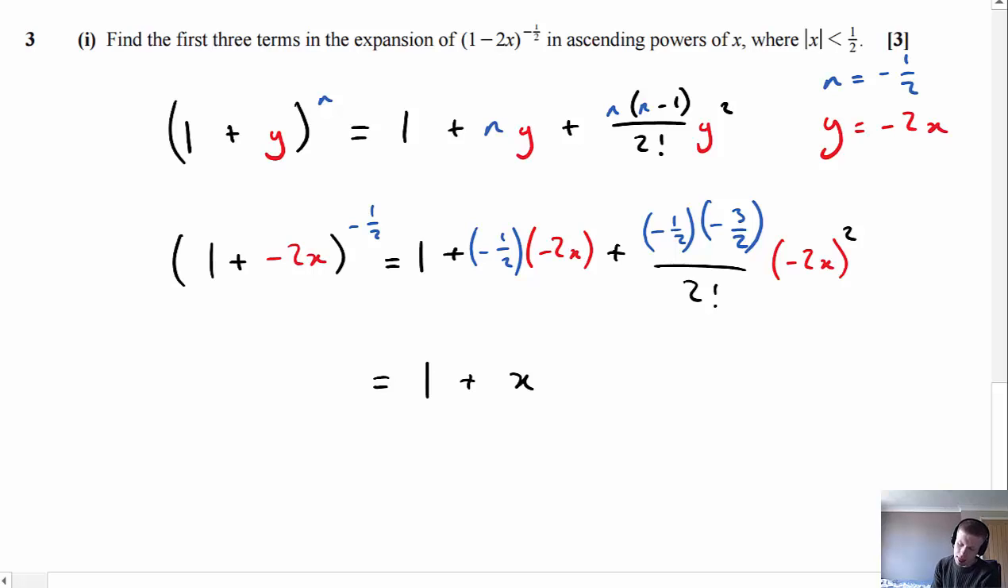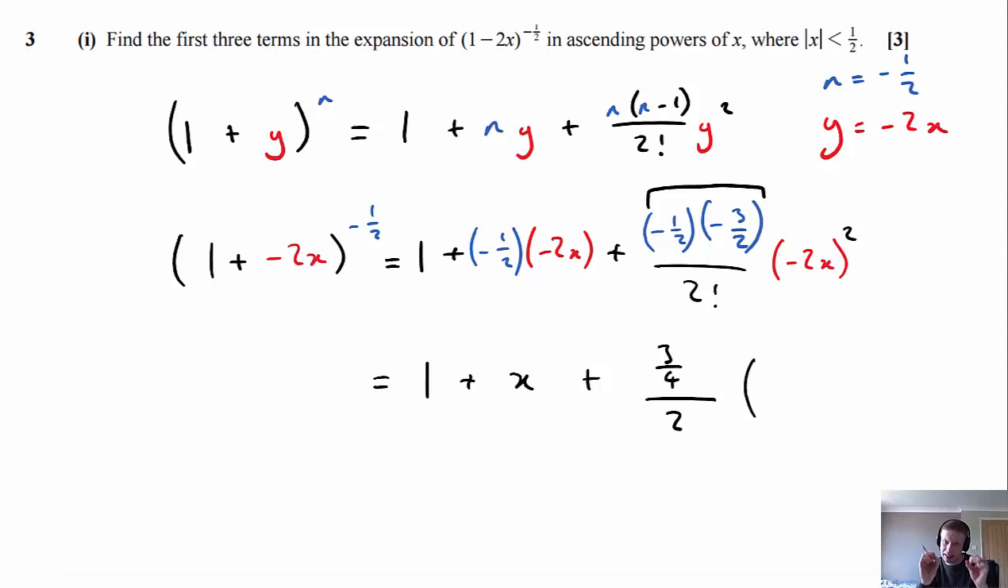Then I've got plus negative a half times negative 3 over 2. So I've got a negative times a negative. That bit in there is going to make a positive. So it's going to be a half times 3 over 2, which is 3 over 4, over 2 factorial. Well, 2 factorial is just 2 times 1, so that's just 2. So I've got that over 2, times negative 2x squared. Now, a negative squared becomes a positive, because a negative times a negative is a positive. Then it's going to be 2 squared, x squared, so it becomes 4x squared.